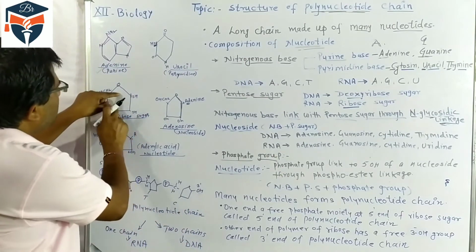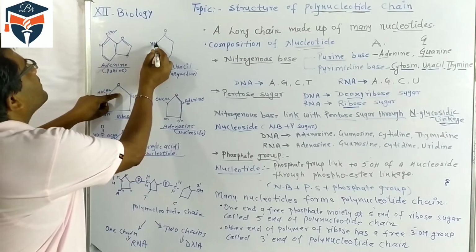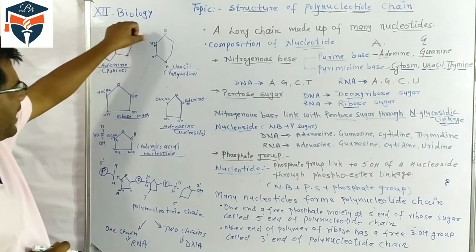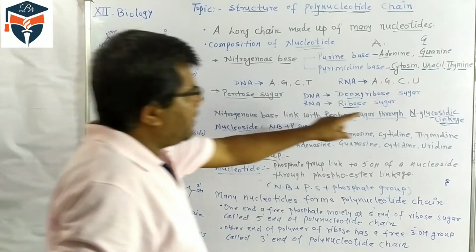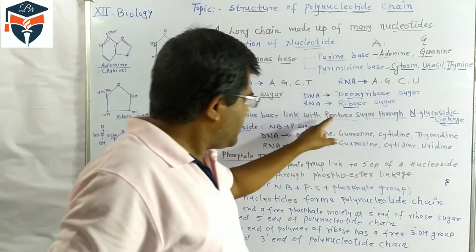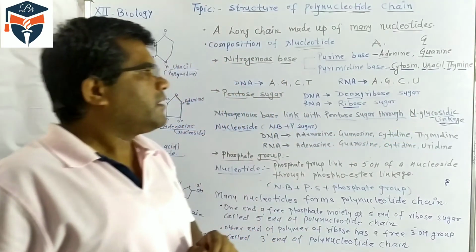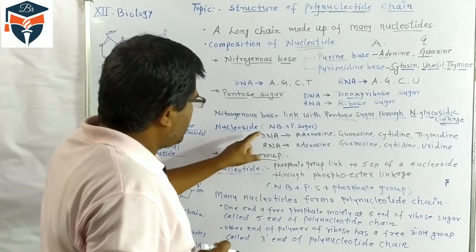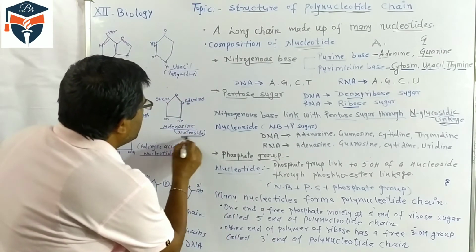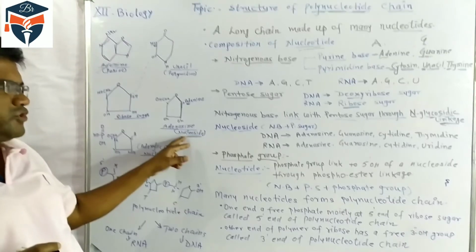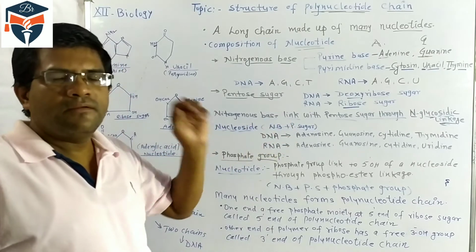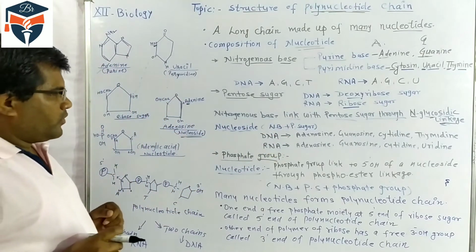Because in this sugar molecule, this N terminal will be combined with this here, and that is called the N-glycosidic linkage. So which bond is present between the nitrogenous base and pentose sugar? It is the N-glycosidic linkage. And when a nitrogenous base plus pentose sugar is combined, it is now called a nucleoside. So many times the question is asked, what is a nucleoside? Nitrogenous base plus pentose sugar.